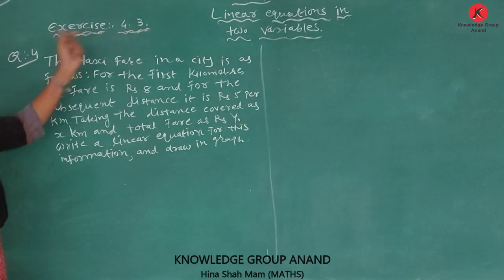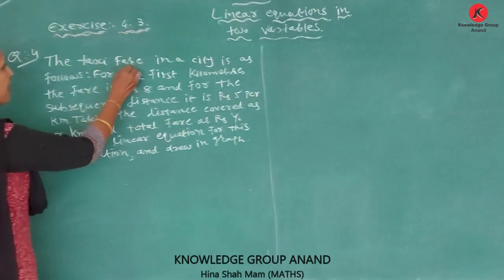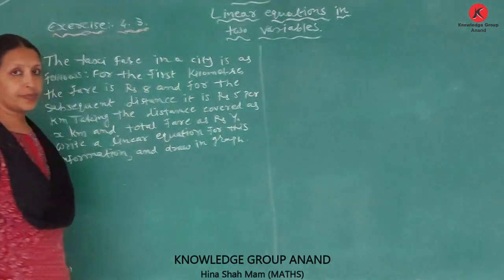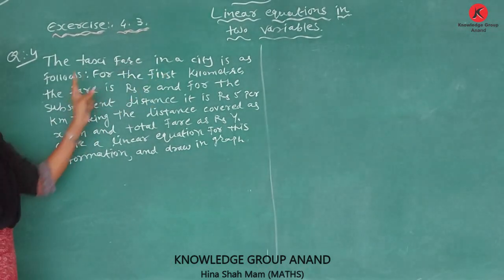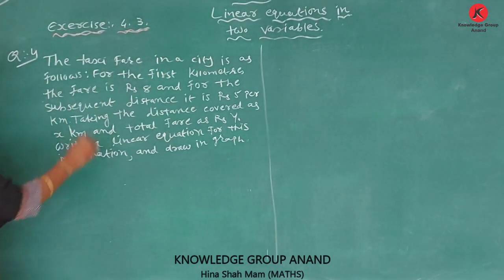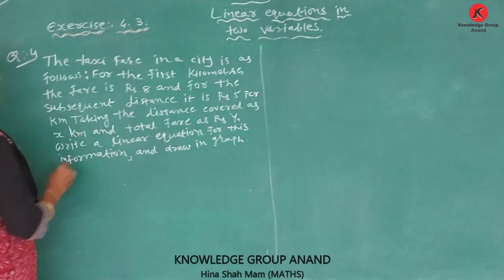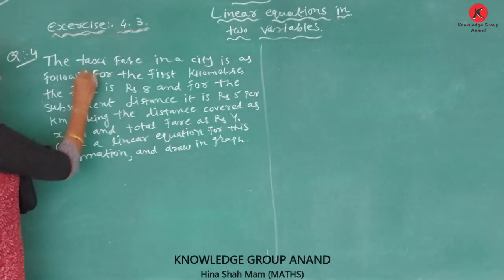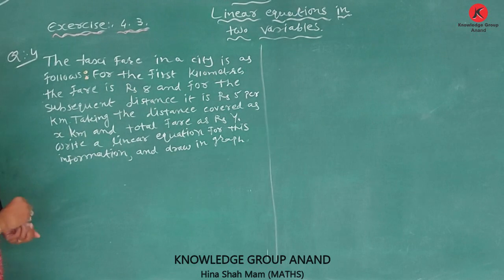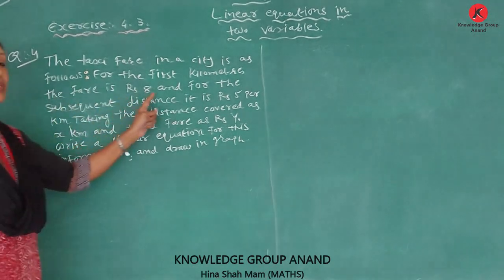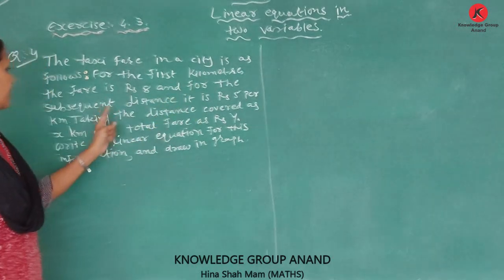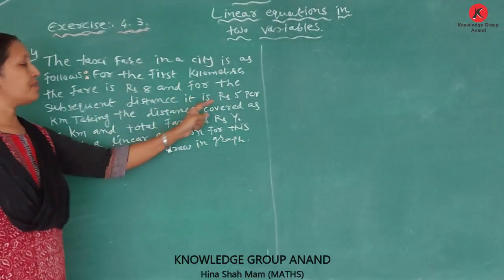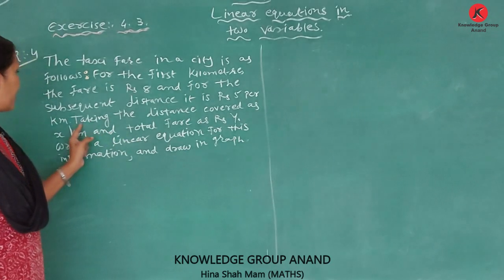Exercise 4.3, question number 4. The taxi fare in a city is as follows. For the first kilometer, the fare is Rs 8, and for the subsequent distance, it is Rs 5 per kilometer.